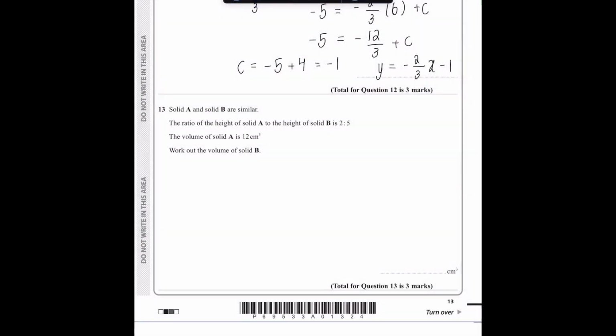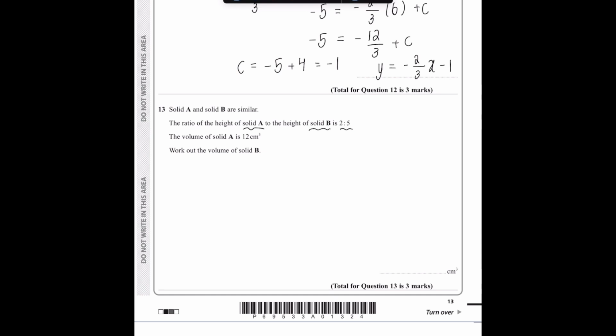Looking at question 13. Question 13 says solid A and solid B are similar. The ratio of the height of solid A to the height of solid B is 2 to 5. The volume of solid A is 12 centimeters cubed. Work out the volume of solid B.